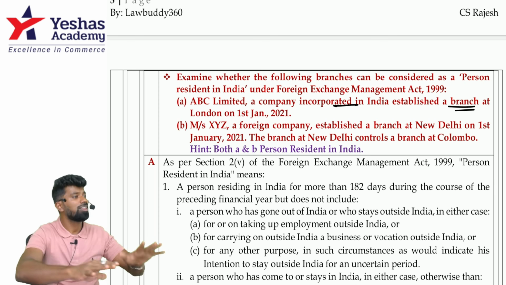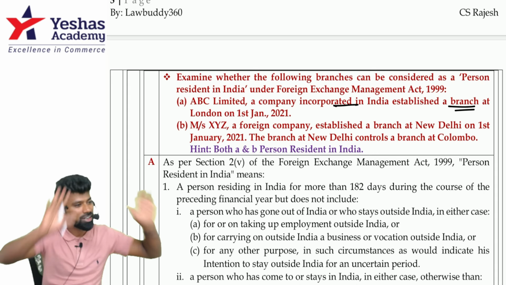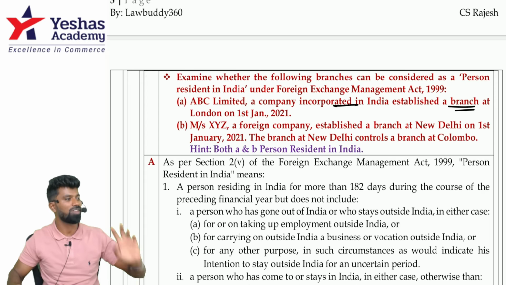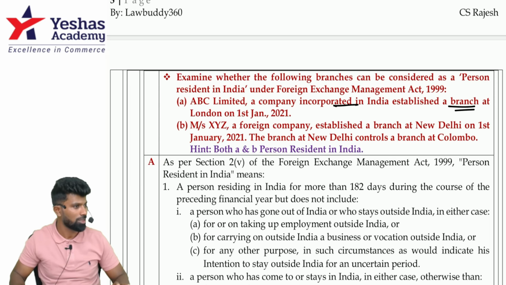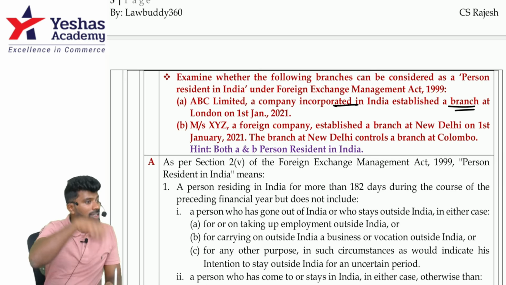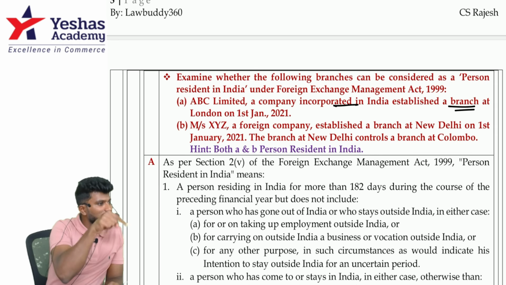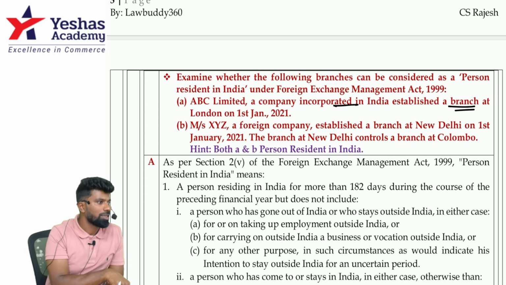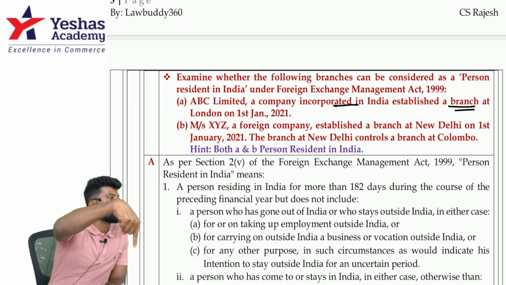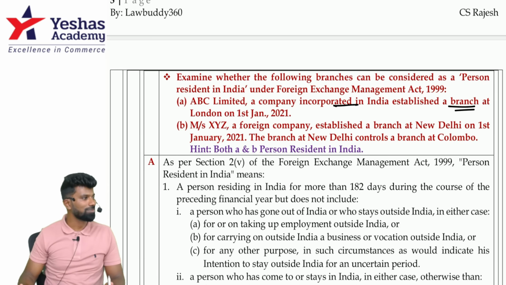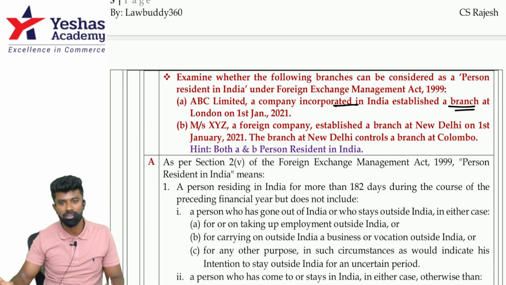Yes. Anything and everything in India is considered as what? Resident in India. Irrespective of whether it is controlled from foreign, it doesn't matter. Now this branch in India is controlling a branch in where? Colombo. Is this branch in India resident in India? And the branch in Colombo is also what now? Resident in India. Got the clarity? Yes or no?